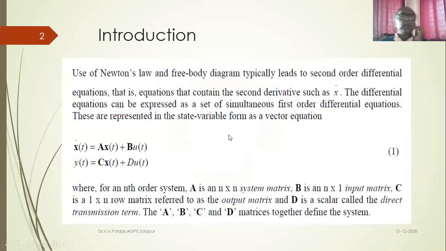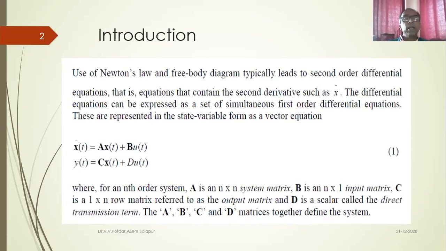In the introduction part, use of Newton's law and free body diagram typically leads to second order differential equations. That is, equations that contain the second derivative, such as x double dot. X double dot corresponds to d2x by dt square. The differential equations can be expressed as a set of simultaneous first order differential equations. What is happening? The second order differential equation is getting converted into first order differential equations.